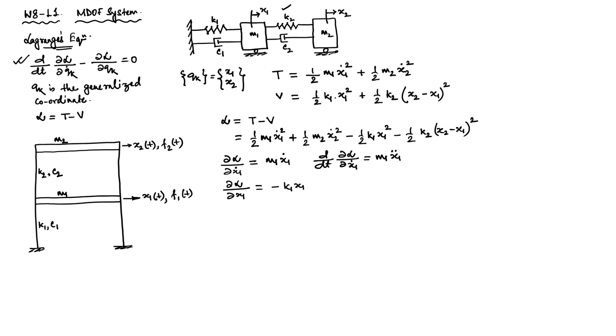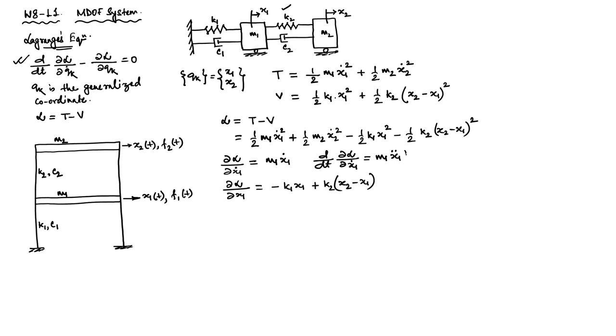Then the fourth term in the Lagrangian, if we differentiate that with respect to x1, what we will have is minus, half will again get cancelled. So, k2 times (x2 minus x1), and then we have to differentiate (x2 minus x1) with respect to x1. So, it will offer minus 1. So, ultimately this will be positive.